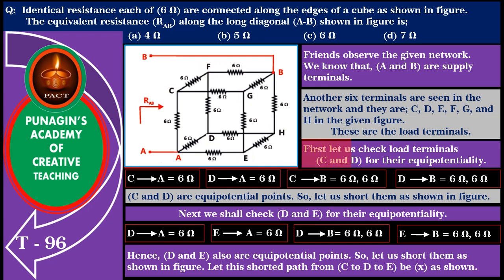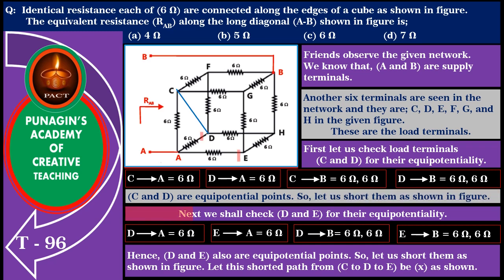First, let us check the load terminals C and D for their equipotentiality. Path resistance from C to A is equal to 6 ohm and from D to A also is equal to 6 ohm. Similarly, path resistance from C to B is equal to 6 ohm, 6 ohm and from D to B also is equal to 6 ohm, 6 ohm. Hence, points C and D are equipotential points. So, let us short them as shown in the figure.